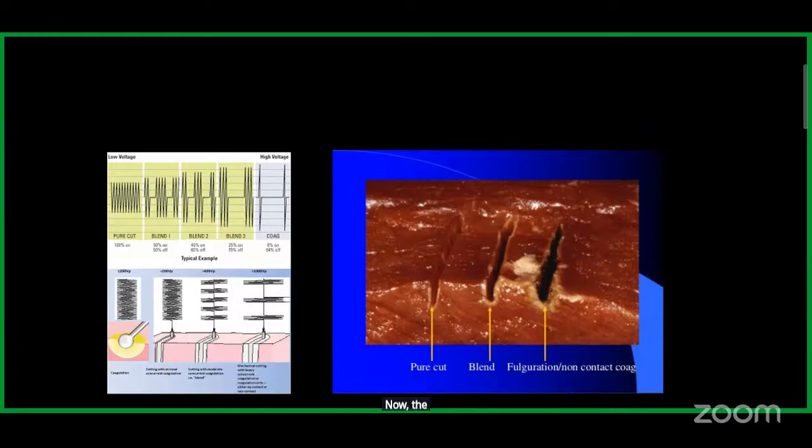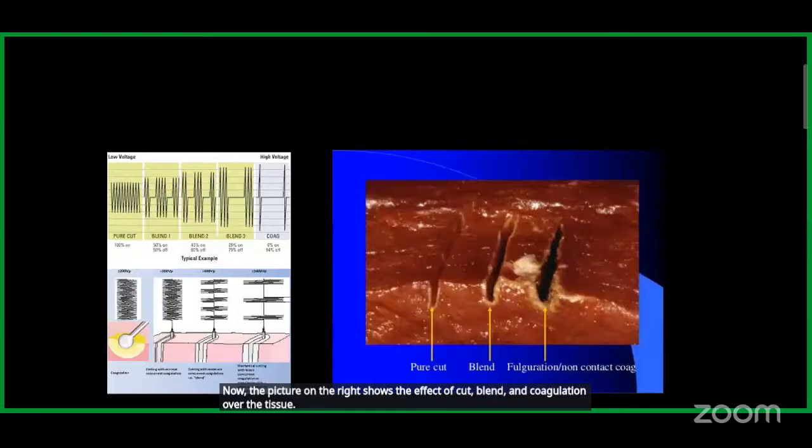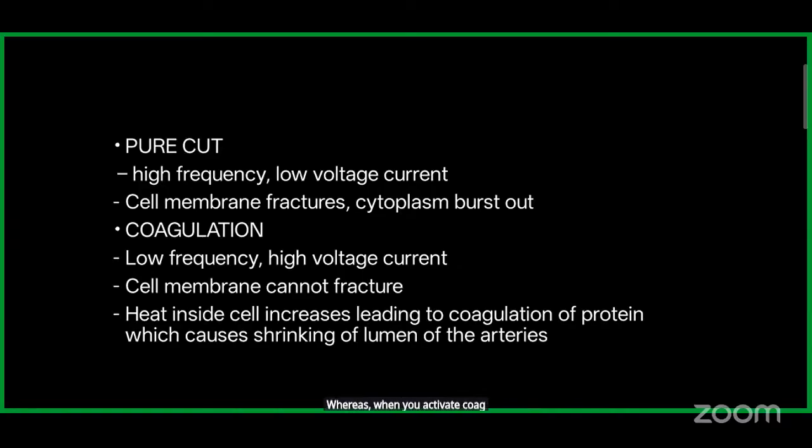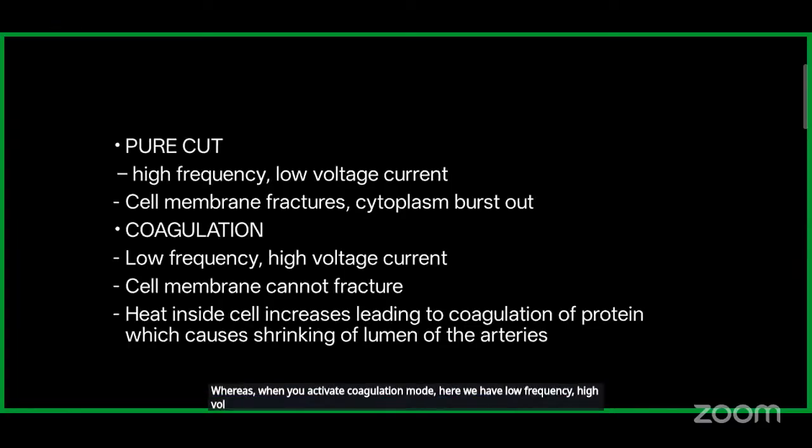The picture on the right shows the effect of cut, blend and coagulation over the tissue. As you can see, coagulation causes more damage to the tissue, more collateral damage and thermal spread when compared to cutting. What does that mean? When you activate pure cut mode, it means you are activating low voltage, high frequency current. Here, the cell membrane fractures and the cytoplasm bursts out. Whereas when you activate coagulation mode, we have low frequency, high voltage current. Here, the heat inside the cell causes coagulation of the protein, which causes shrinking of the lumen of the arteries. So, you have to remember two things.